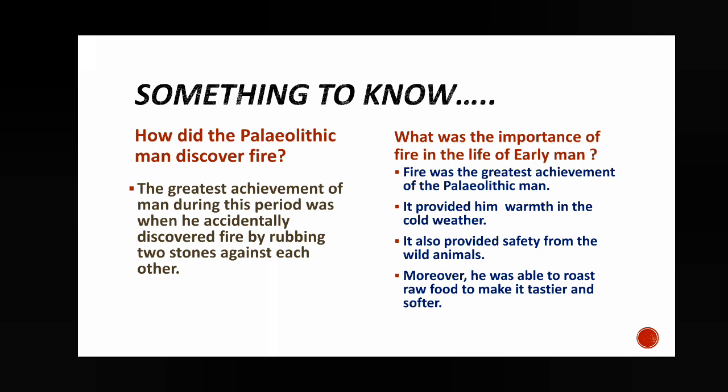It was not pre-planned. It was not that they were trying so hard to find out fire. It was totally an accident. They were rubbing two stones and suddenly they saw that fire was discovered. It was just an accident. So what was the importance of fire in the life of early man? Let us find out. Already I have told you fire was the greatest achievement of Paleolithic man. So what benefits or advantages did they get from fire?